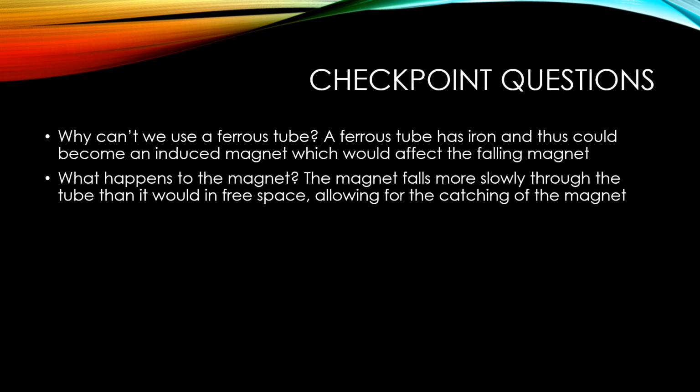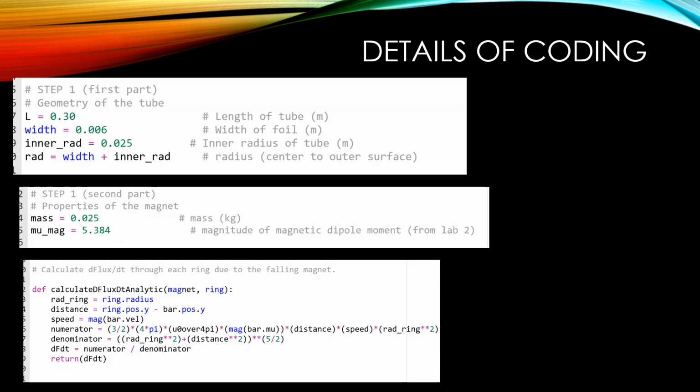So the checkpoint questions: why can't we use a ferrous tube? A ferrous tube has iron and thus could become an induced magnet, which could affect the falling of the magnet. And what happens to the magnet? The magnet falls more slowly through the tube, and then it would be in free space, allowing for the catching of the magnet.